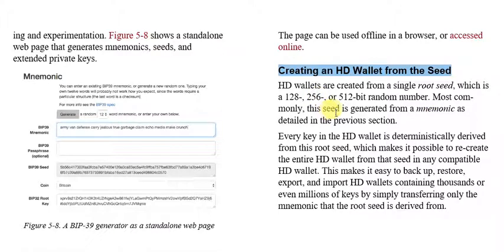Most commonly, this seed is generated from a mnemonic as detailed in the previous section. Every key in the HD wallet is deterministically derived from this root seed, which makes it possible to recreate the entire HD wallet from that seed in any compatible HD wallet. This makes it easy to back up, restore, export, and import HD wallets containing thousands or even millions of keys by simply transferring only the mnemonic that the root seed is derived from.